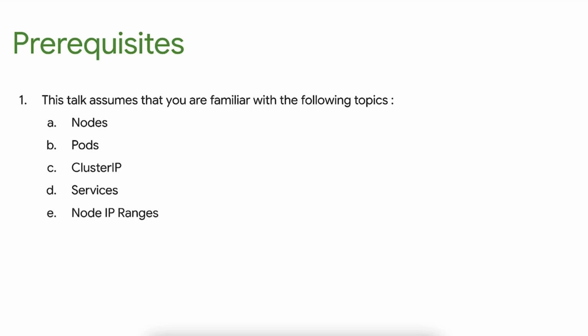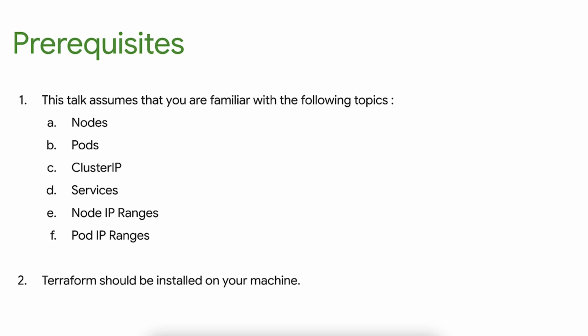Node IP ranges. Awareness of how IP ranges are assigned to nodes within the cluster. Pod IP ranges. Familiarity with how IP addresses are allocated to pods. Additionally, please ensure that Terraform is installed on your machine. This is crucial as we will be using it to manage our Kubernetes networking configuration effectively. Having a solid grasp on these topics will enable you to engage more deeply with the material that we will cover today and understand how Terraform can simplify Kubernetes networking.